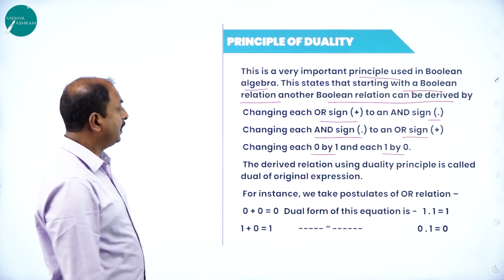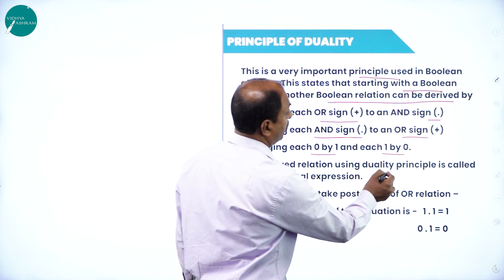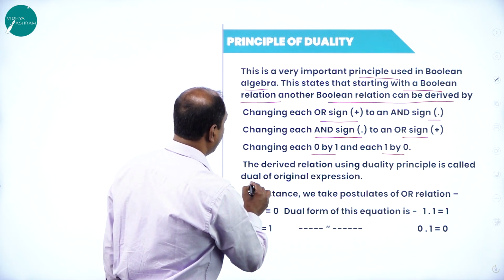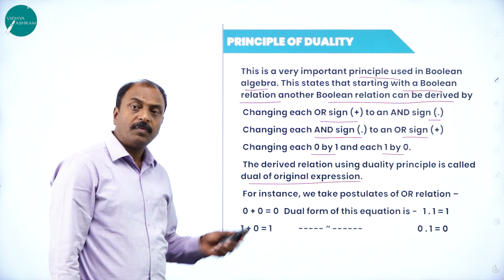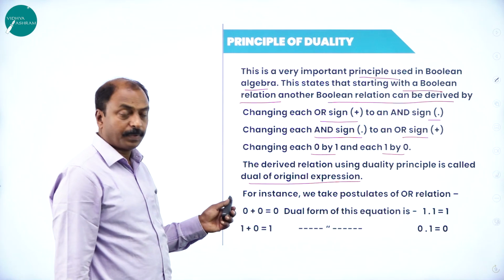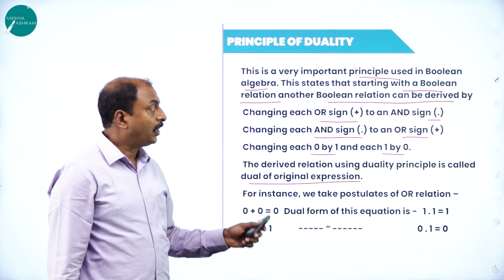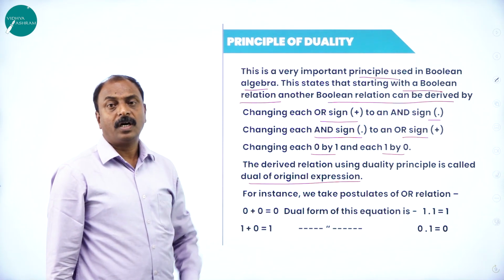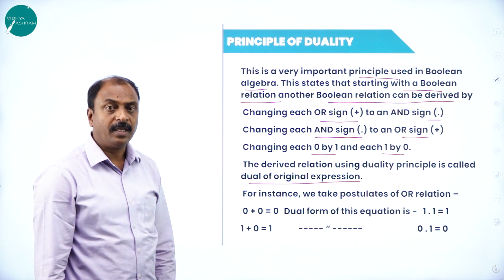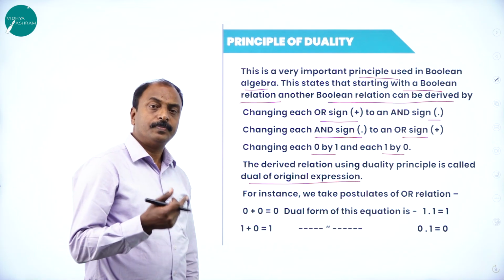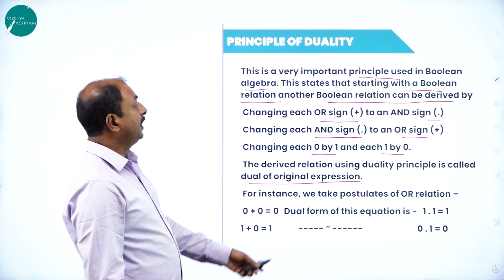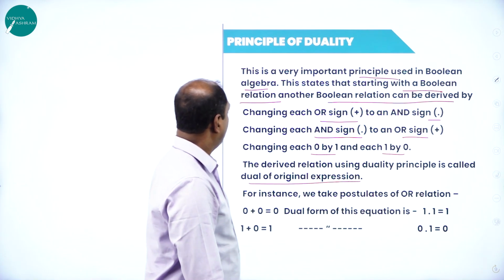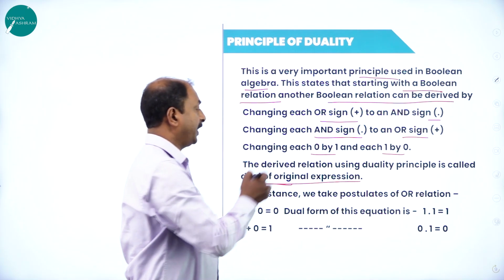The relation derived using the duality principle is called the dual of the original expression. So we start with an expression, that is the original expression. The final result after applying the principle of duality is a new circuit or new statement, which is called the dual of the original expression.